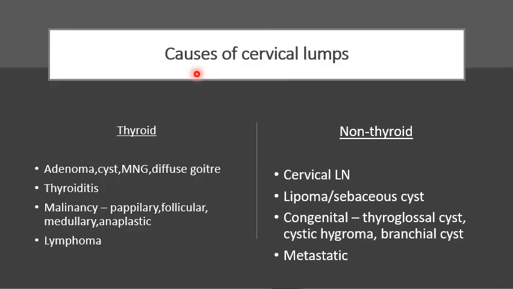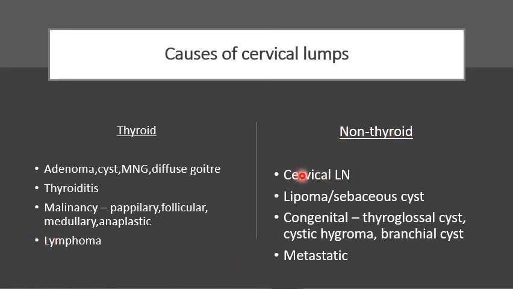Okay, what are the common causes of cervical lumps? Can be thyroid or non-thyroid, 2 large groups. More common will be the thyroid lumps, which consist of adenoma, cysts, multinodular goiter, or diffuse goiter. Thyroiditis, various forms of thyroiditis, malignancy, papillary, follicular, medullary, and anaplastic, and lymphomas, either primary or secondary involvement of the lymph nodes.